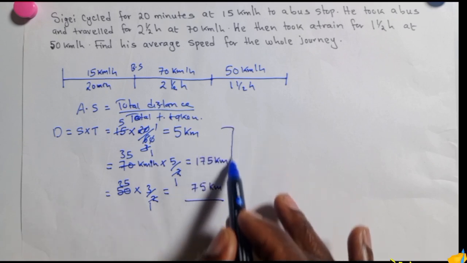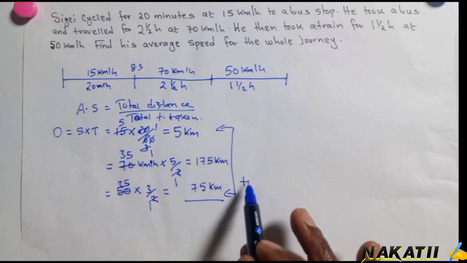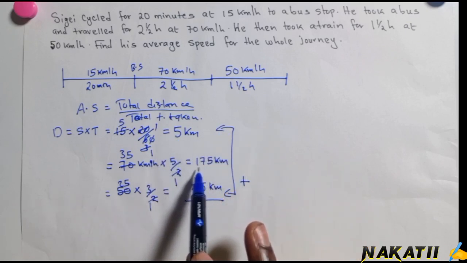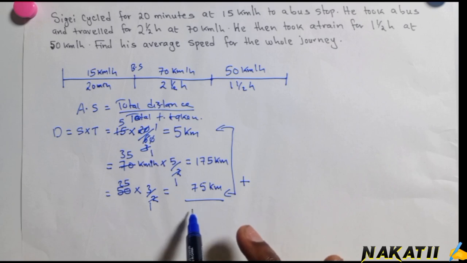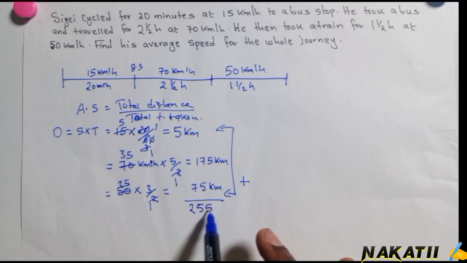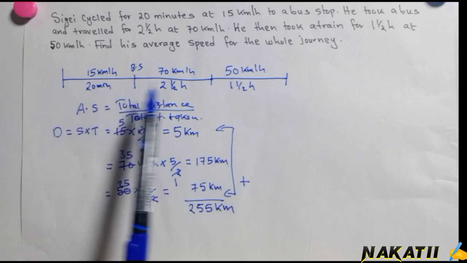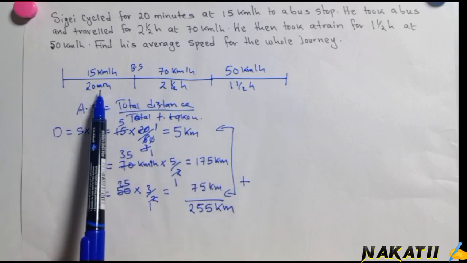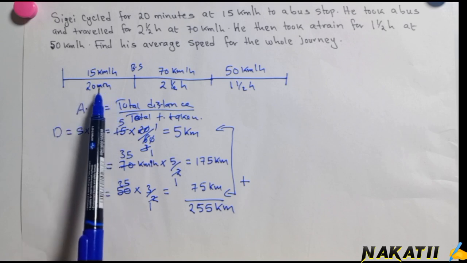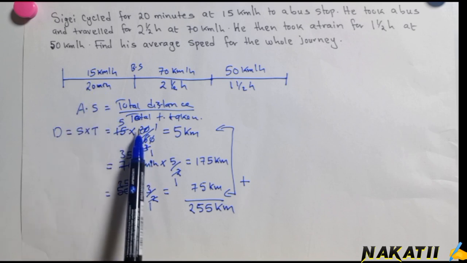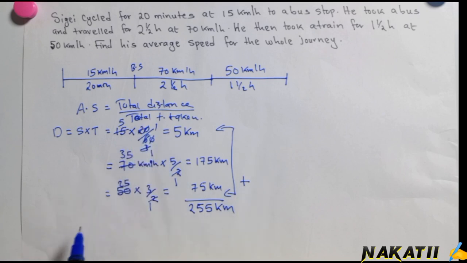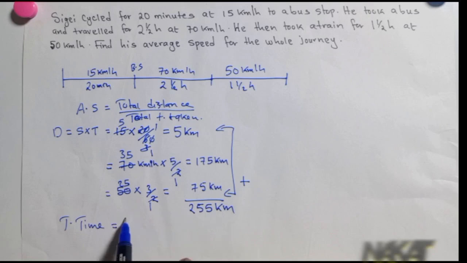Therefore, to get the total distance, we add these three: 5 plus 175 plus 75. We get total distance as 255 kilometers. Then you need to get the total time, from here to here plus from here to here and from here to here. This one is 20 minutes. 20 minutes in terms of hours is 20/60, which we simplified, the same as 1/3.